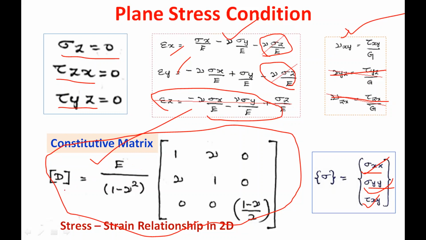Here you see the D matrix is equal to E by 1 minus nu square, times the matrix 1, nu, 0; nu, 1, 0; 0, 0, (1 minus nu) by 2. You have to remember this matrix to solve the problem.